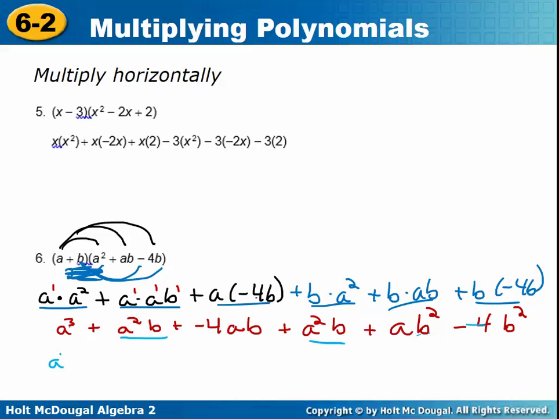We can write this as A cubed plus 2A squared B. This is one of them, and this is another one. Minus 4AB plus AB squared minus 4B squared. I think I got everything in there. And then there's no like terms, so you would be done after that.